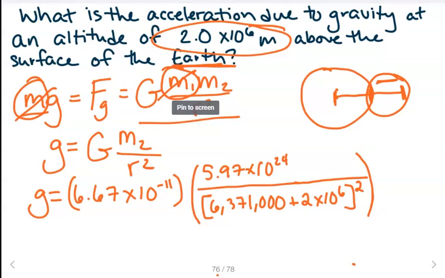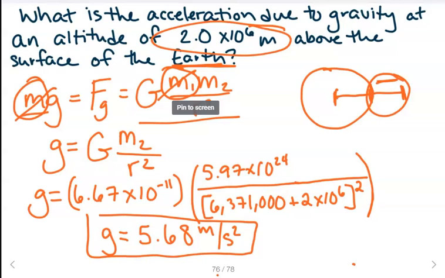When you do plug it into the calculator, be careful because you have a lot of exponents and a lot of extra steps. So make sure that you are plugging that in with a lot of parentheses. When you do, you should get an acceleration due to gravity of 5.68 meters per second squared. That is significantly smaller than what we experience on the surface of the Earth because we are further up above the surface here.